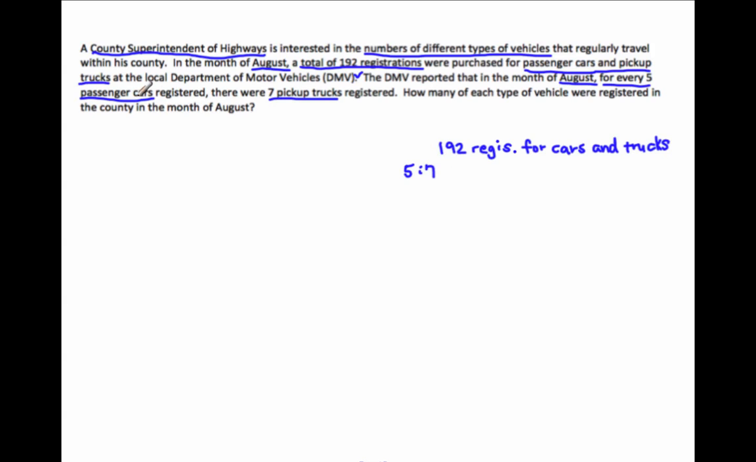5 to 7 is the ratio of cars registered. 5 talks about cars. So cars to trucks. Cars to trucks registered. All right. And let me draw a picture of that. Let me draw a picture of this ratio right here, 5 to 7. What are my labels going to be? What are the labels here? Car and trucks. So these are car registrations. And these are truck registrations.